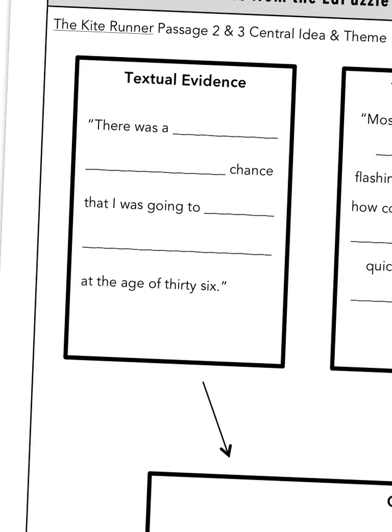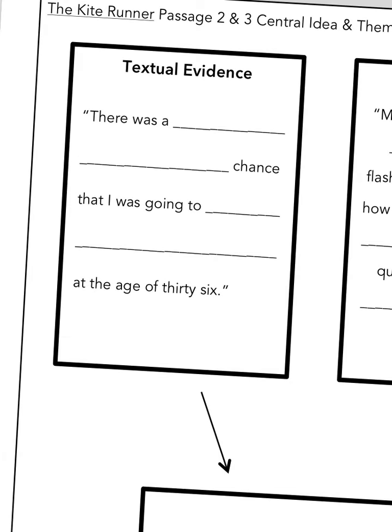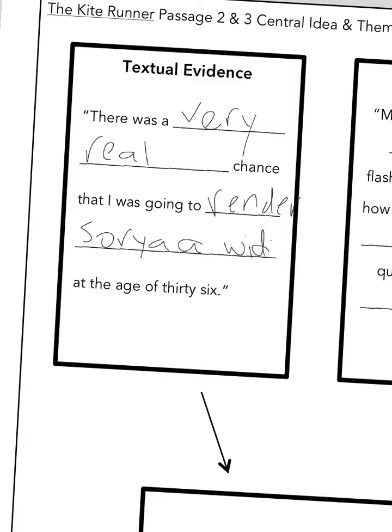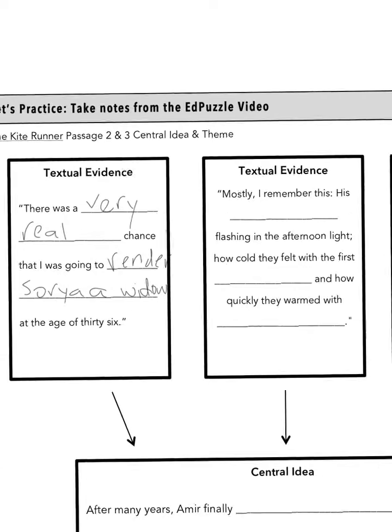The other day when we read The Kite Runner, there was a quote that said, "There was a very real chance that I was going to render Soraya a widow at the age of 36." That's our first piece of text. There was a very real chance that I was going to render Soraya a widow at the age of 36.